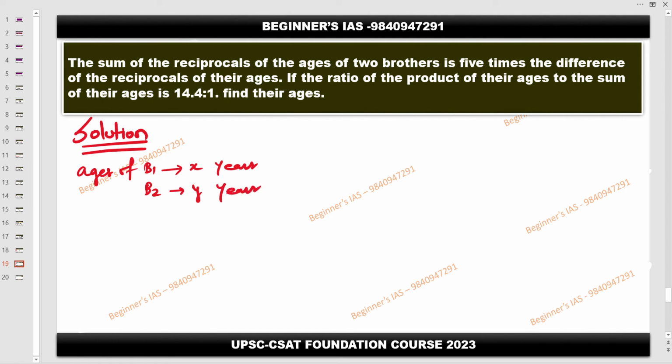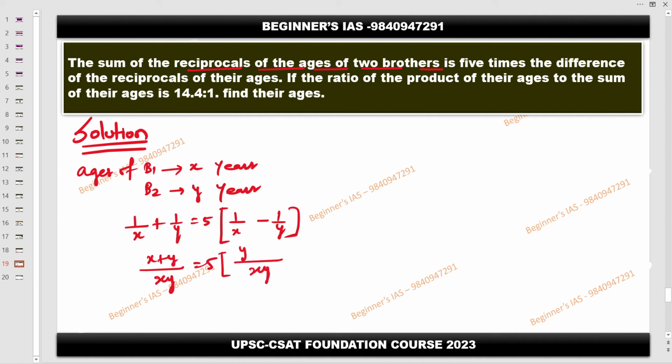So what is the question? Read the question now. The sum of the reciprocals of the ages of the brothers. Okay, reciprocal means what? 1 by x plus 1 by y, which is equal to 5 times the difference of their ages. Simple logic. With this you can easily find. So xy, therefore x plus y, here 5 times, xy LCM, y minus x. xy gets cancelled. Therefore x plus y is equal to 5y minus 5x.